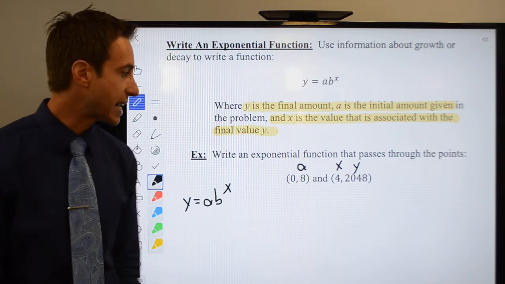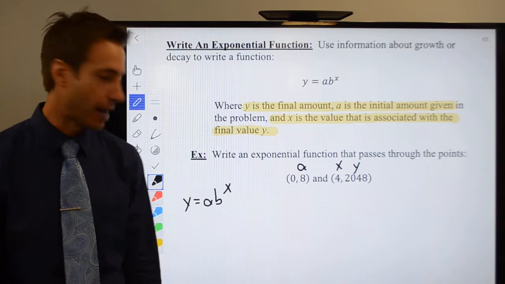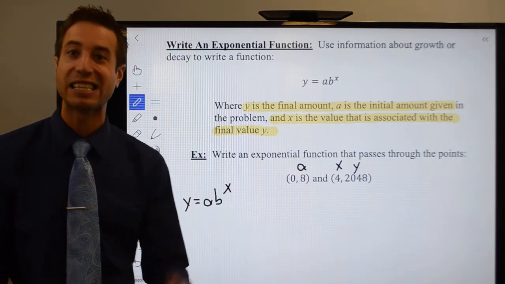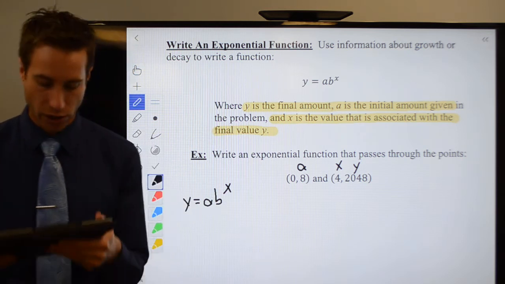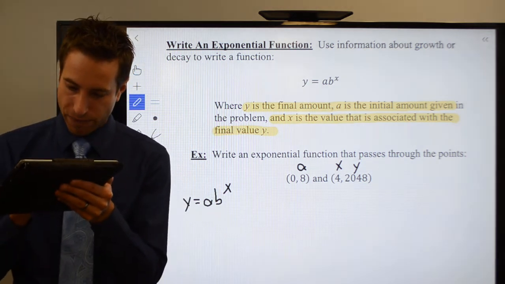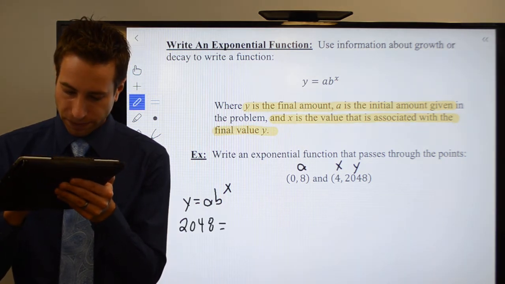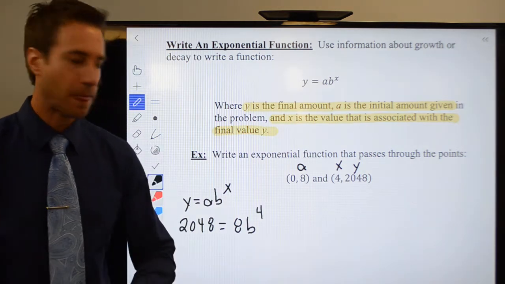Hopefully, here's what you recognize. I now know a, x, and y, right? So I'll plug in for y, I'll plug in for a, I'll plug in for x, and the only thing I don't know is b. And that's what we're going to solve for. So let's go ahead and do that. 2,048 is equal to 8b raised to the 4th power.